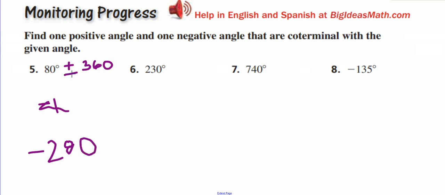And we're going to add 360. 80 plus 360 would give me 440. Okay, so one positive and one negative.